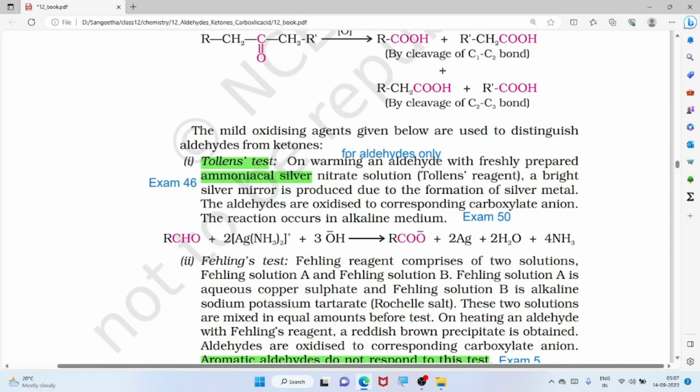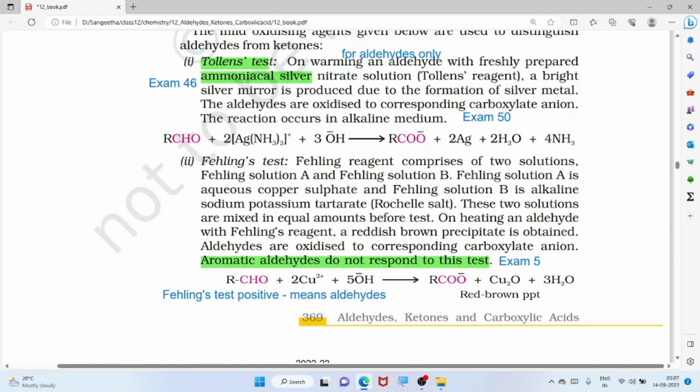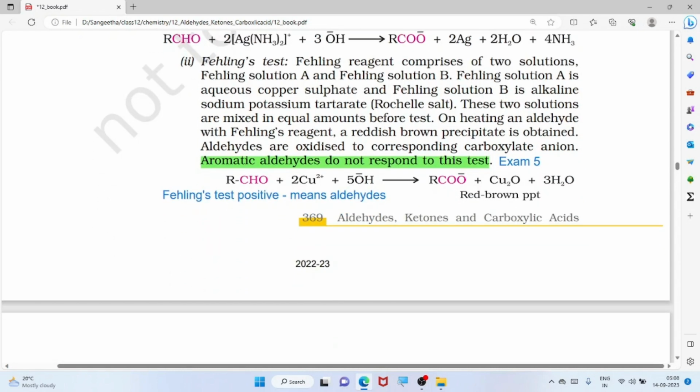Tollens test, this is for aldehydes only. The Tollens reagent is ammoniacal silver. A bright silver mirror is produced due to the formation of silver metal. This test is for aliphatic aldehydes only. It is not for aromatic aldehydes and not for ketones. Ketones and aromatic aldehydes do not respond to this test.